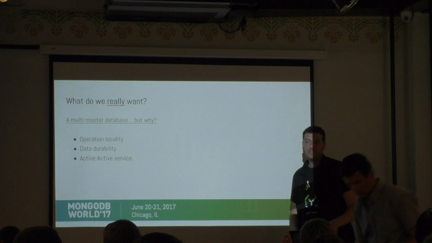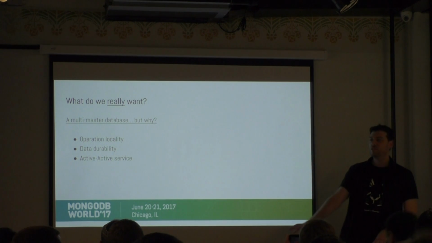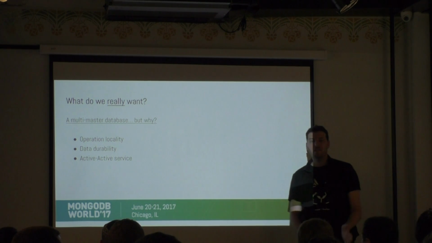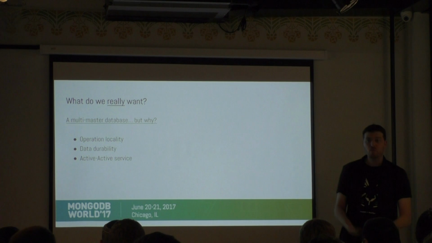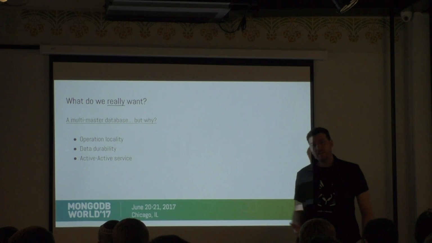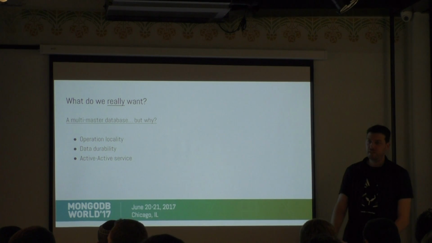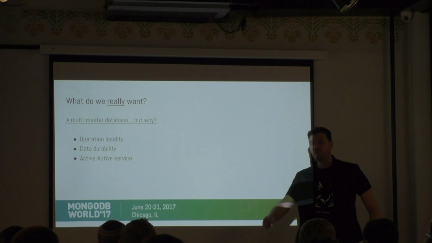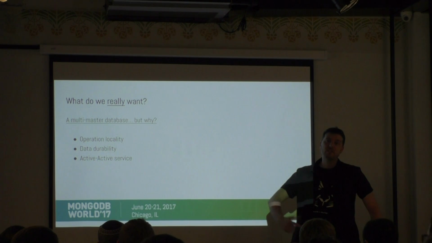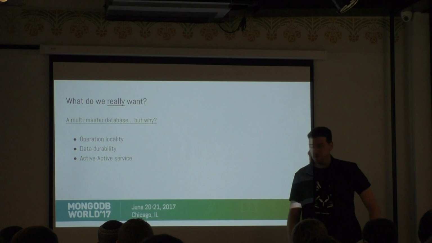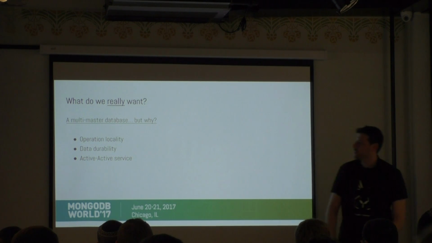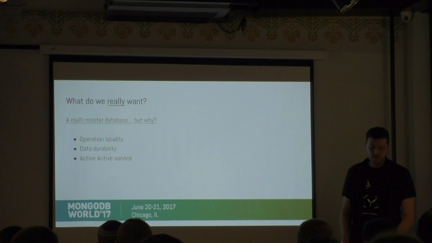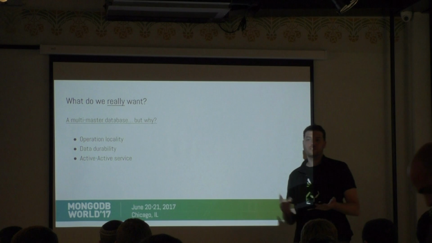So first of all, operational locality, something that Gwen said. We want to write our data locally within our data center, and we want to read it locally. If we can neglect the network latency, we can actually benefit and speed up our application. Data durability, so we want our data to be available on other data centers if we're going to fail over to them. And last thing is we want an active service, and we want it for two reasons.